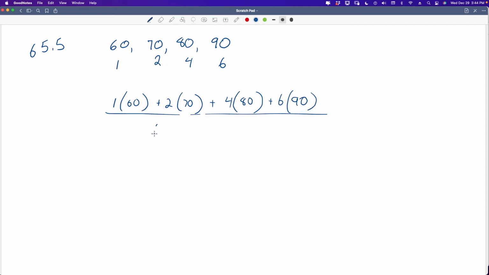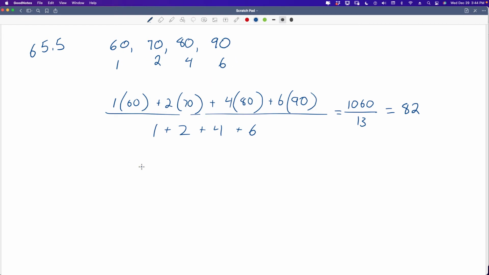And then we have 1 plus 2 plus 4 plus 6. So that's going to be 1060 when we do the multiplication. And this is going to be 13. So 1060 divided by 13 is going to equal 82, because when you round up the decimal point, that's what you get.